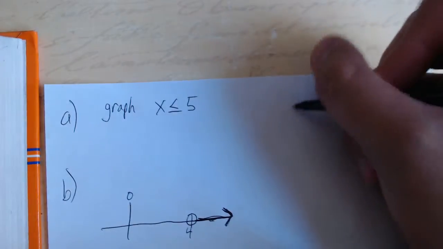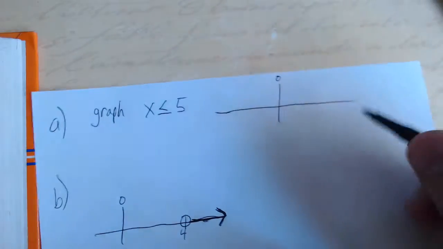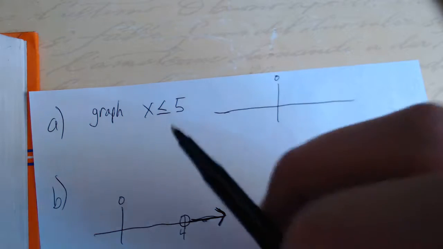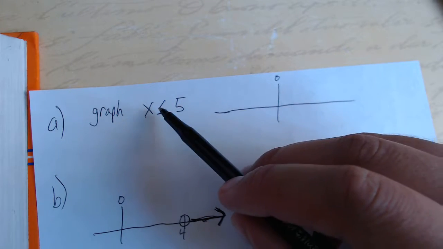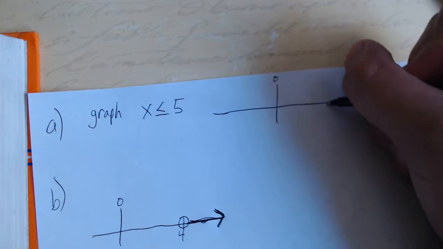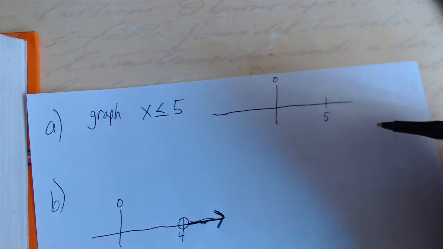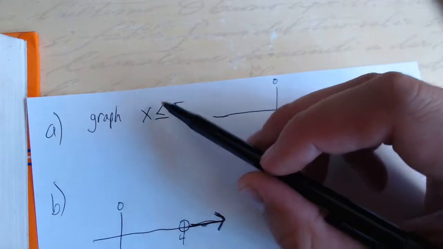Start by drawing our number line. So we draw a line, put 0, and we've got our number line. Now let's go to the inequality. We know that x is less than or equal to 5, so we're going to be starting at the number 5. So I'll just go ahead and put a line, mark that as 5. That seems about right. Now we have to deal with this less than or equal sign.